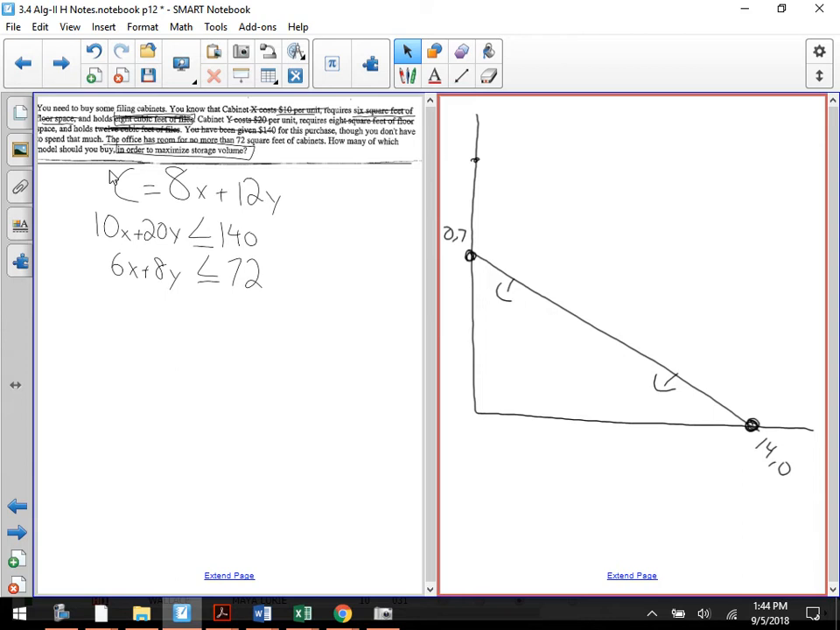Intercepts in the next one are at what? 12 and 9. So 14's here on the end, 7's about here, which means 12 is about here. Okay. 9 is above 7, in case you didn't know. I know sometimes math is hard.